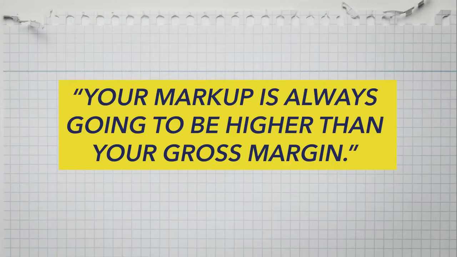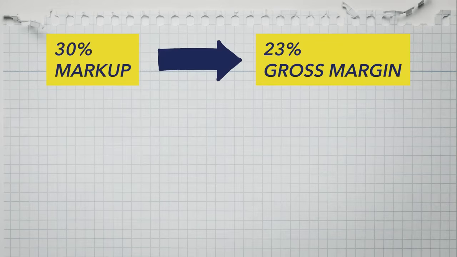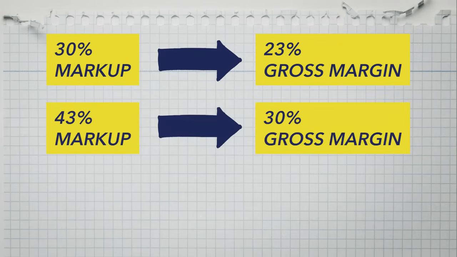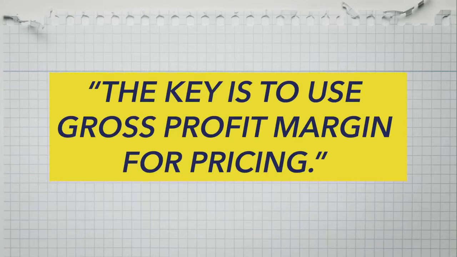Now the relationship between the markup and the margin is a mathematical relationship. The markup is always higher than your gross profit margin. So a 30% markup will give you a 23% gross margin. A 43% markup will give you a 30% gross margin. And a 100% markup will leave you with a 50% gross profit margin. Now the key is to use gross profit margin when you're pricing your work, because it can completely change the profitability of your business, and it will have a huge impact on the quality of your life as a result.